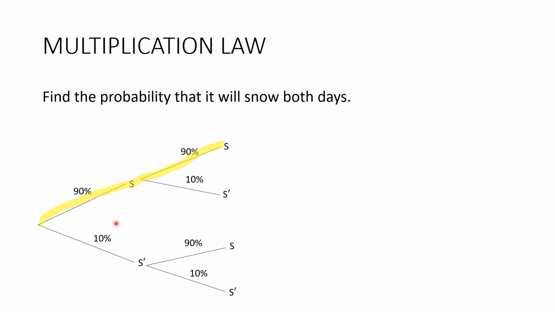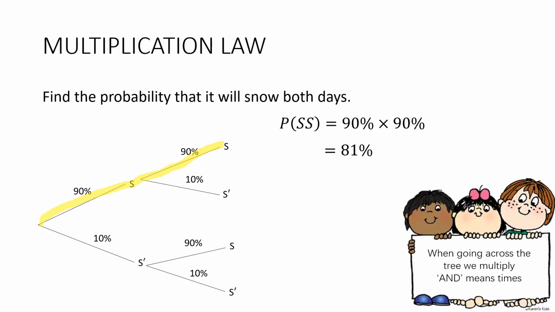So we're going to say the probability that it snows the first day times the probability that it snows on the second day. So there's our answer. It's 81%. And I suggest you write this down. When we're going across the tree, we multiply, because in probability the word "and" means times. So we want the probability that it snows on the first day and it snows on the second day.